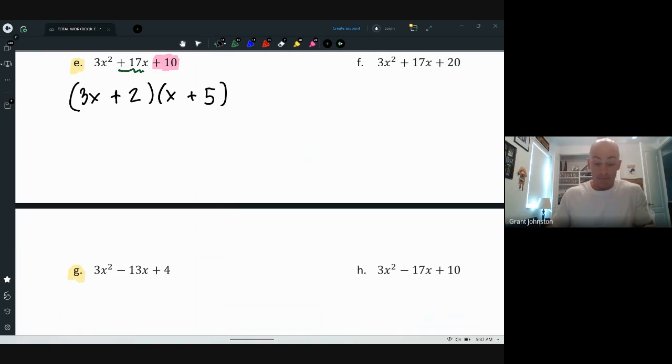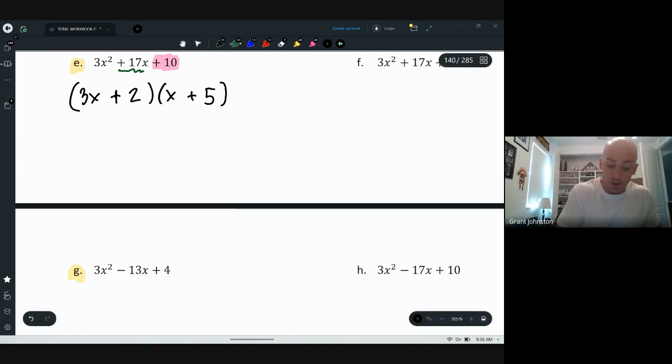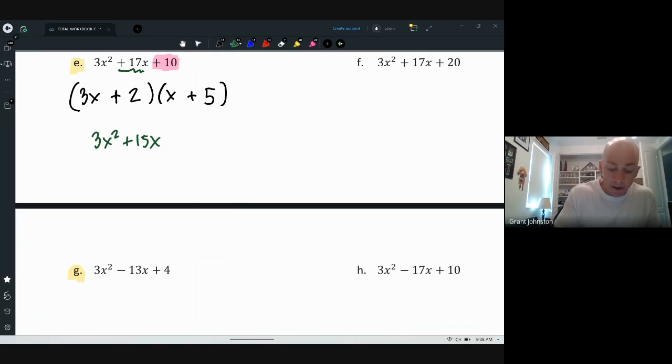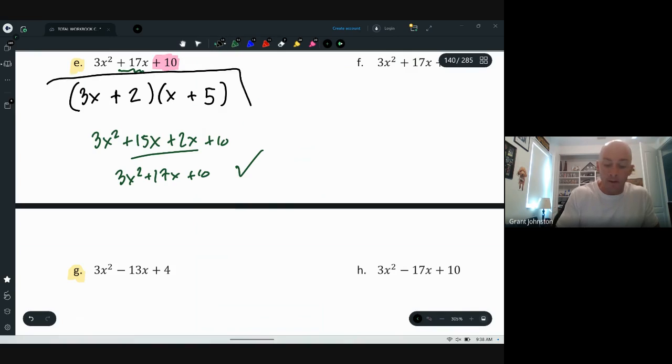So this is it. I kind of already have it, but just to double check, let's distribute. 3x times x would be 3x to the second. 3x times 5 would be 15x. 2 times x is 2x. 2 times 5 is 10. This combines to make 17x. So there we go. Check, that is correct. This is the correct factorization.